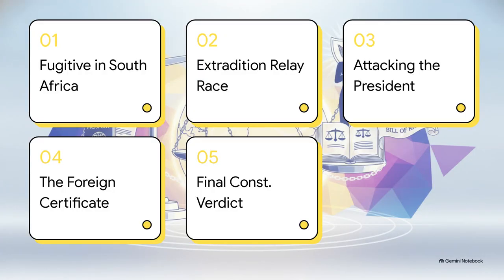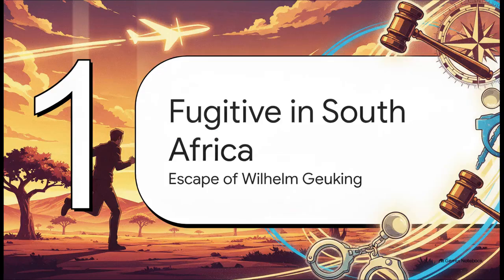Here is the agenda for today's explainer. 1. A fugitive in South Africa. 2. The extradition relay race. 3. Attacking the president. 4. The foreign certificate problem. And 5. The final constitutional verdict.